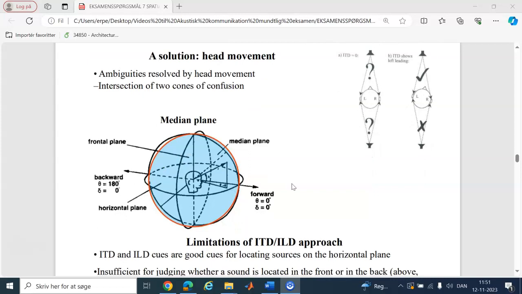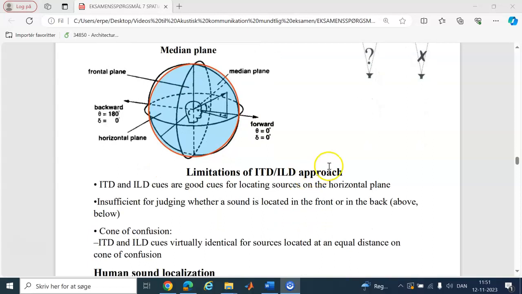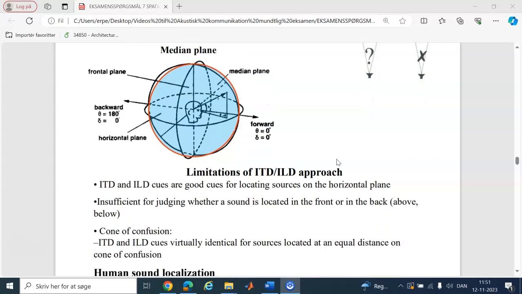Okay. Now you have a median plane in the middle, going straight up and down through your head. It's not the same as a frontal plane, but a median plane. And we have the median plane, the frontal plane and the horizontal plane.